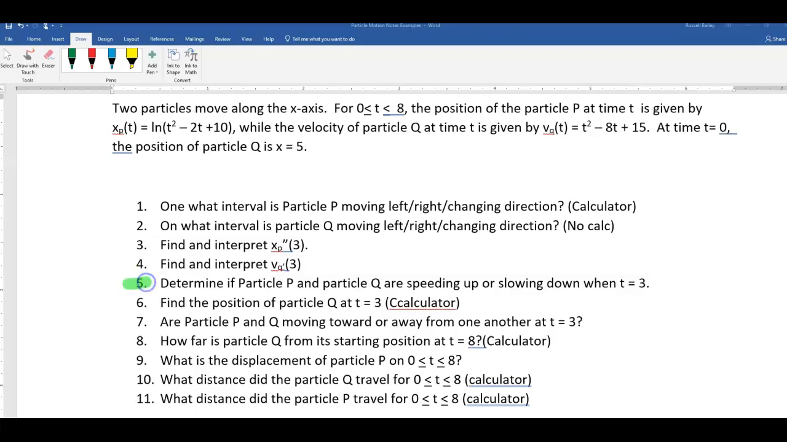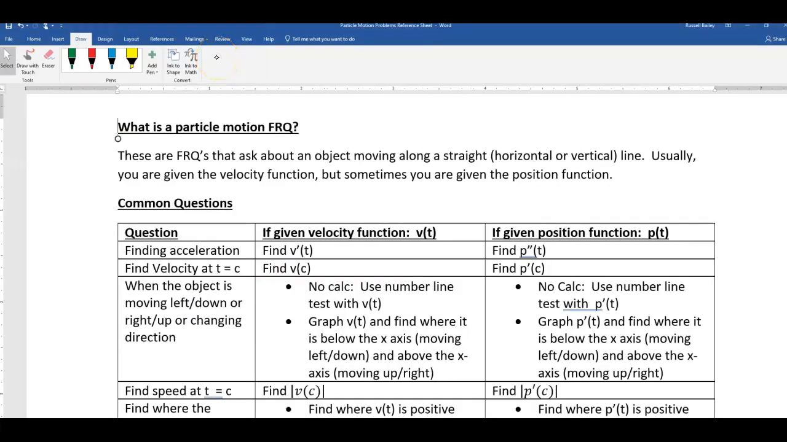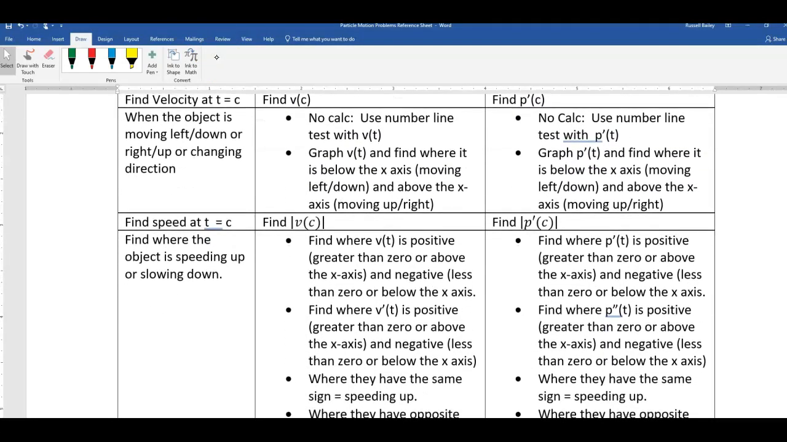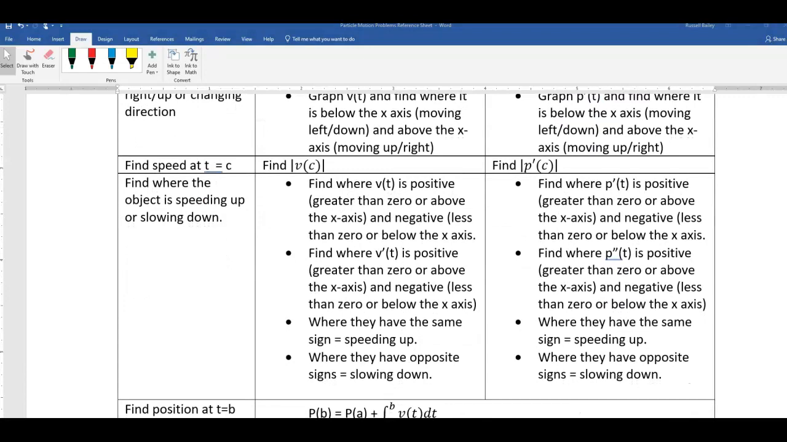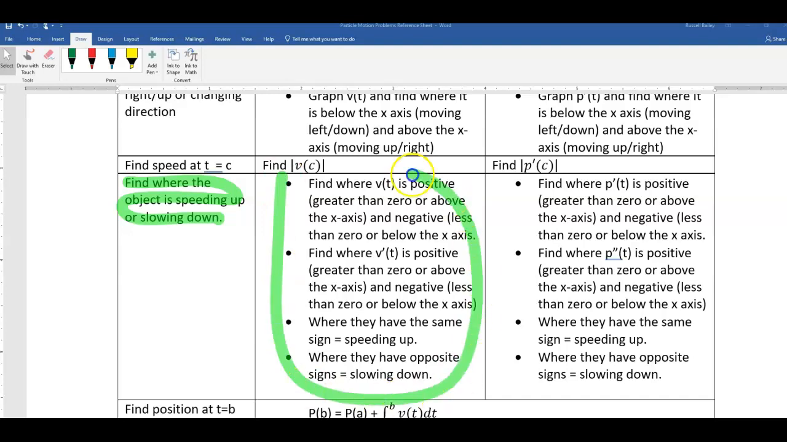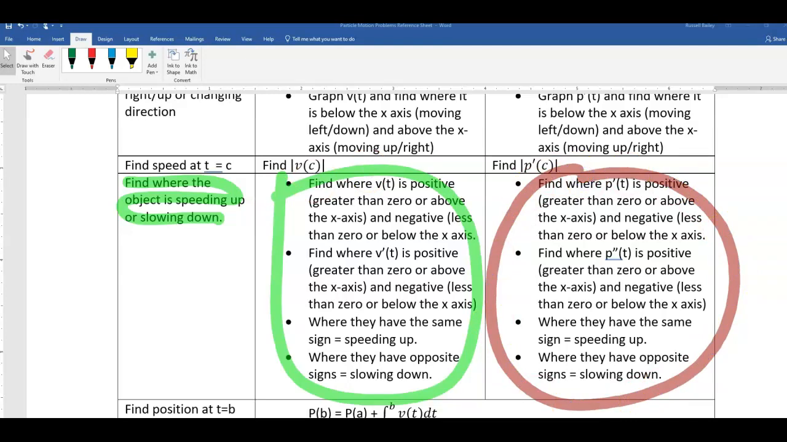Question 5 says, determine if particle P and Q are speeding up or slowing down. So let's go back to our reference sheet here, and let's look for where we're talking about speeding up or slowing down. Well, that's right here. Now, they want us to do it for both P and Q, which means we're dealing with a velocity function and we're dealing with a position function. The position function is what we'll use for particle P. The velocity function process is what we'll use for particle Q. So let's go ahead and begin here.